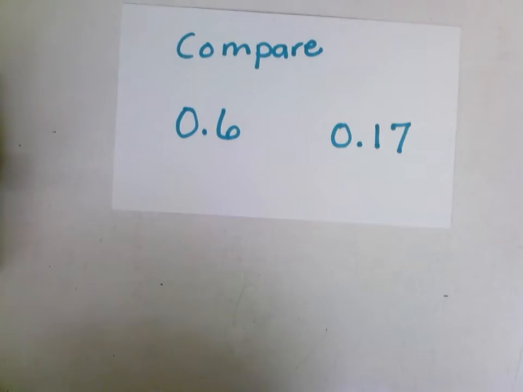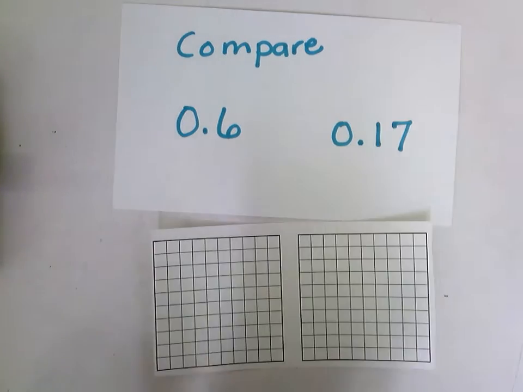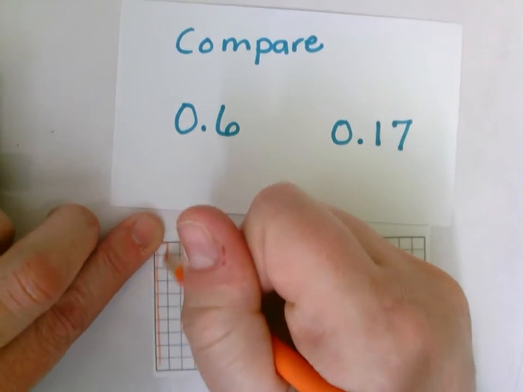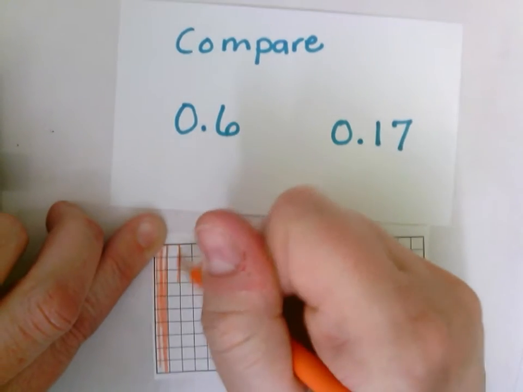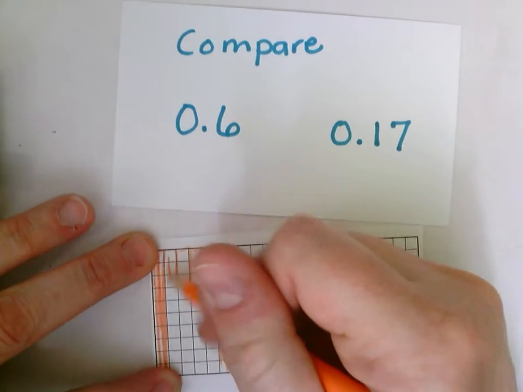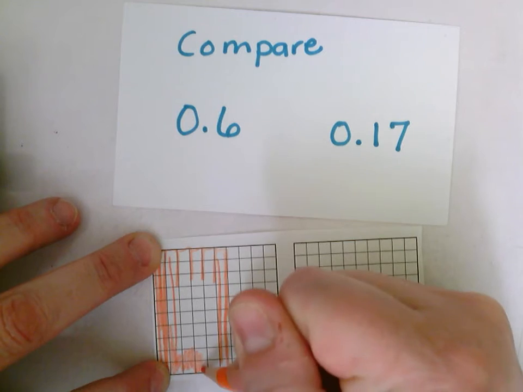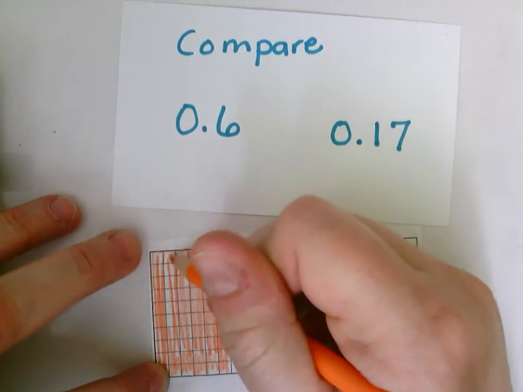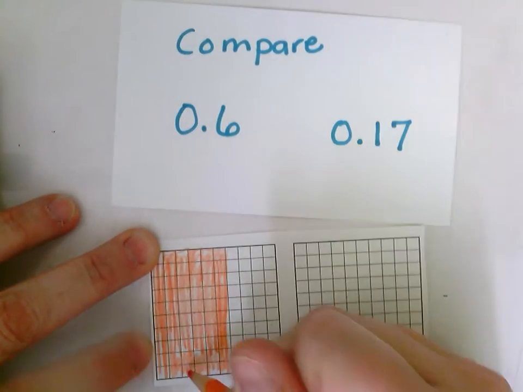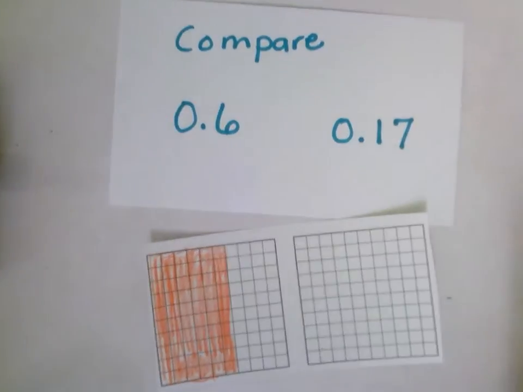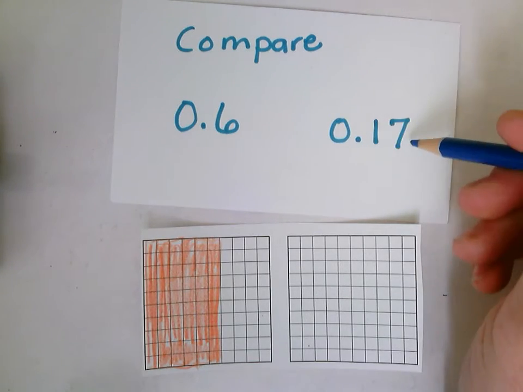Let's compare 6 tenths to 17 hundredths. 6 tenths, a tenth again is our whole column. 1, 2, 3, 4, 5, 6. I'm going to color all of these 6 in. That's 6 of my tenths right here. Over here I have 17 hundredths. I can also say that's 1 tenth and 7 hundredths.